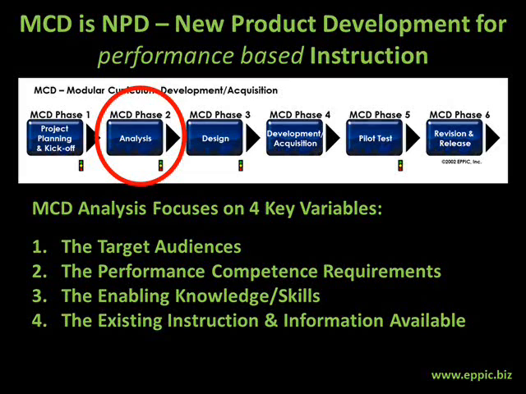The key analysis effort is on the performance competence requirements. We'll get to a definition of that in a moment. If we understand the performance competence requirements, we can systematically derive all of the enabling knowledge and skills. And once we understand the performance and those enabling knowledge and skills, we can assess existing instruction and information that's already available so that we don't reinvent any wheels or instructional and informational content.